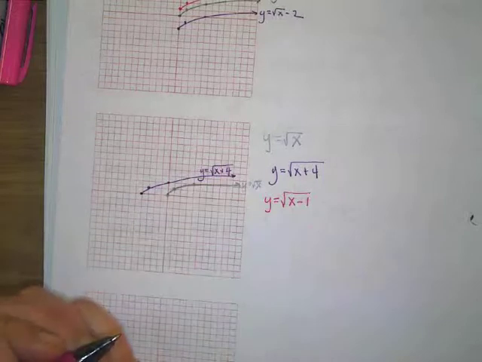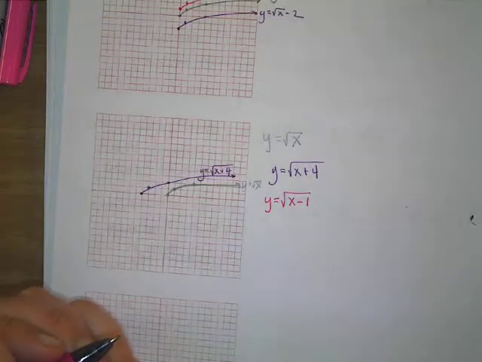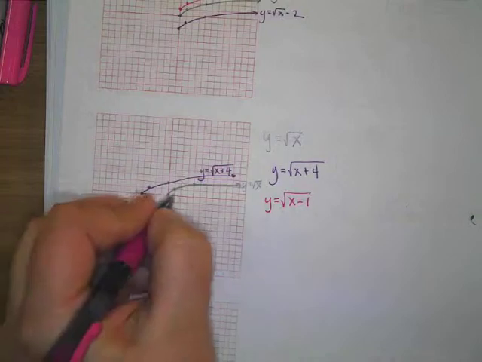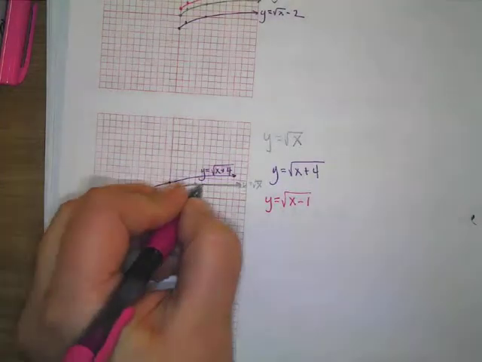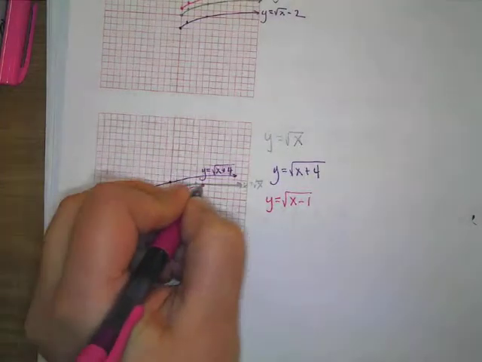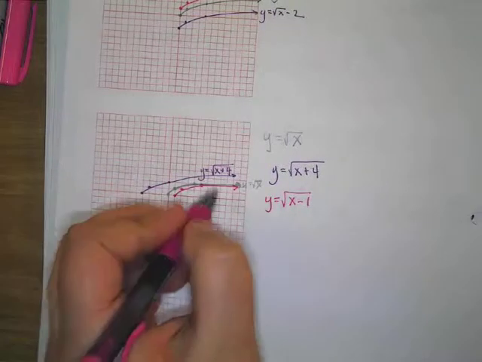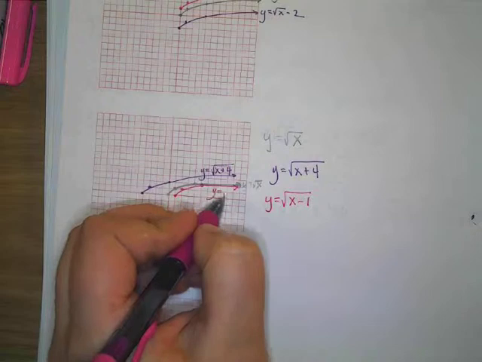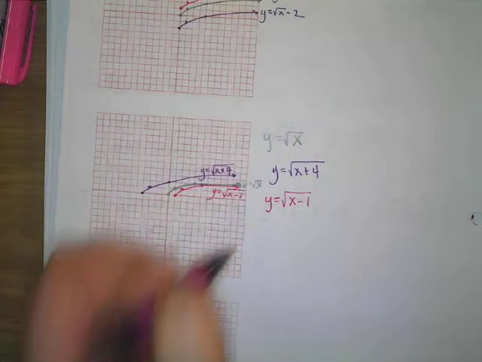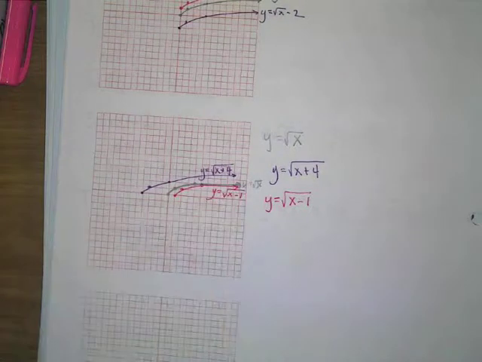What about the square root of x minus 1? Move to the right one. Yep. And these two are going to look like they blend together, but they really are different. It's just there's some little movement after a while, they look like they bleed together. All right, you guys are good at that.